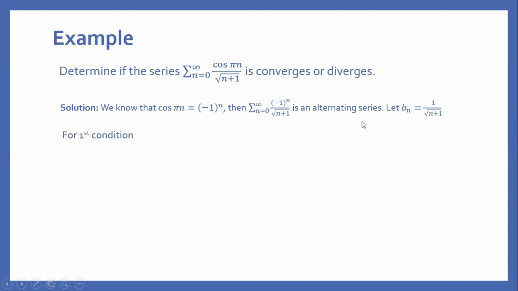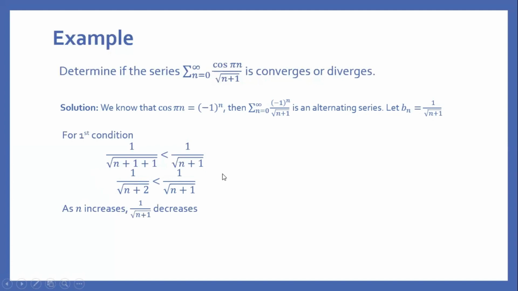For the first condition, ayan, kunin natin yung first condition. So substitute lang natin yung n plus 1 sa kabila, then copy yung ano natin. So 1 over square root of n plus 1 plus 1 is less than 1 over square root of n plus 1. Then 1 over square root of n plus 2 is less than 1 over square root of n plus 1. So as n increases, 1 over square root of n plus 1 decreases. So sabi dito, kapag yung n nag-i-increase, nagdi-decrease naman yung kabuuan. Therefore, the first condition is satisfied.